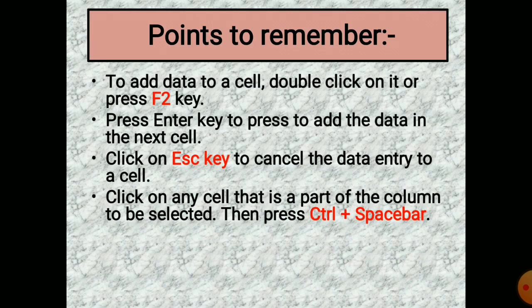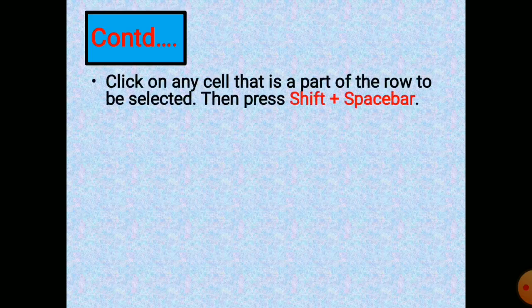Student, click on any cell that is a part of the column to be selected, then press Ctrl plus space bar. You can click on any cell which is part of that column if you want to select it, and then press Ctrl plus space bar. Click on any cell that is part of the row to be selected, then press Shift plus space bar. For a column, you have to press Ctrl plus space bar, and for a row you have to press Shift plus space bar. Okay, so keep this in your mind.